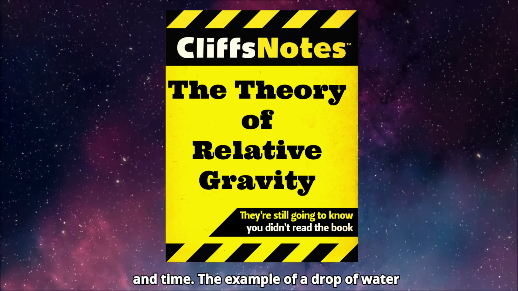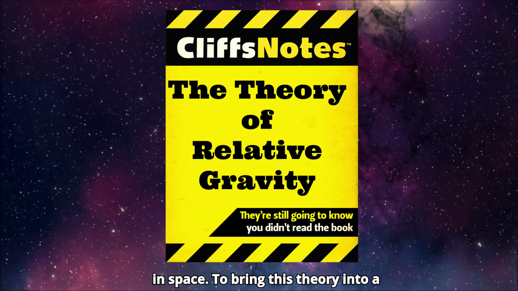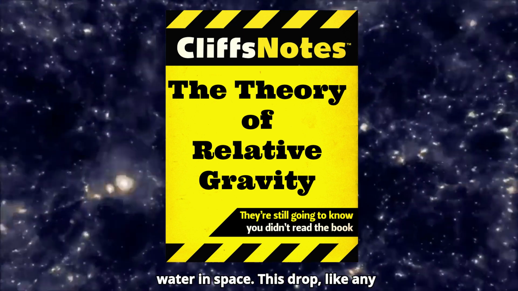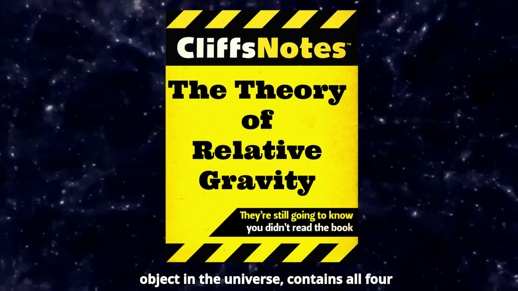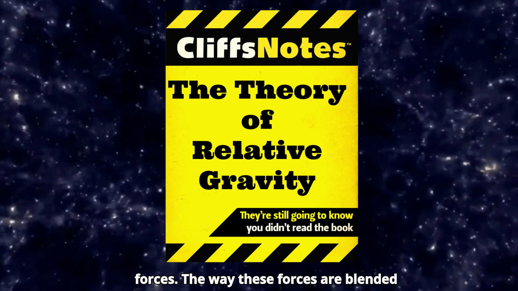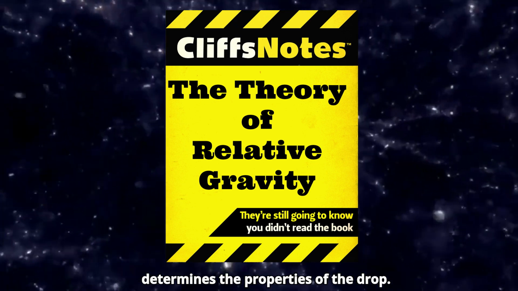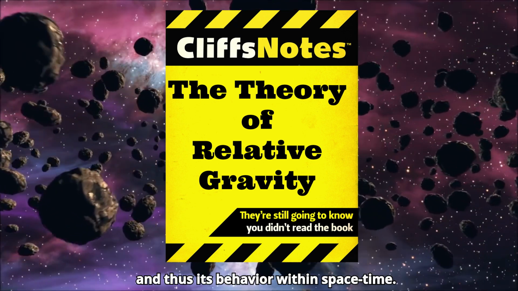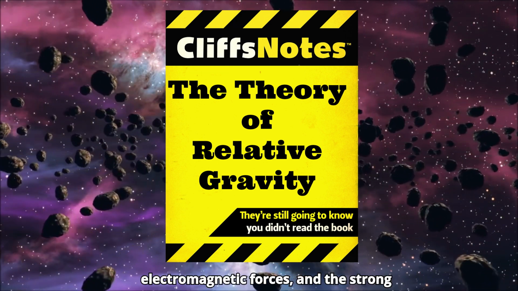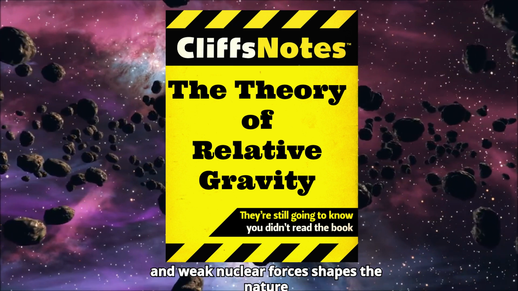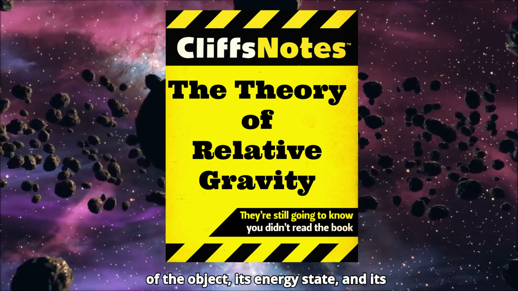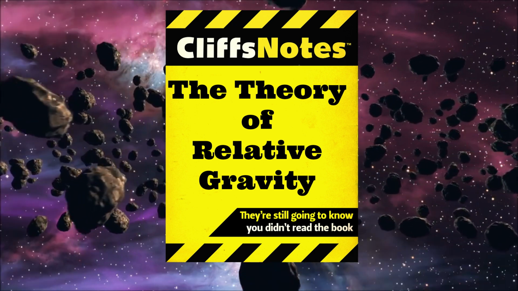The example of a drop of water in space. To bring this theory into a more tangible context, consider a drop of water in space. This drop, like any object in the universe, contains all four forces. The way these forces are blended determines the properties of the drop, and thus its behavior within space-time. The interaction between gravity, electromagnetic forces, and the strong and weak nuclear forces shapes the nature of the object, its energy state, and its interactions with other objects.